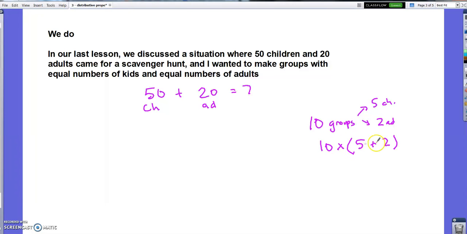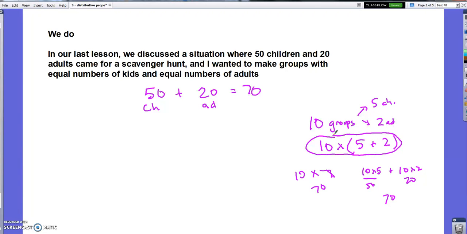And if I want to make sure that's still the same thing as my 70 people here, remember I said I could do 5 plus 2 is 7, then 10 times 7 is 70, got all my people. Or I could do 10 times 5, there's my 50 children, plus 10 times 2, that's my 20 adults, and 50 plus 20 is 70. So this is a way to write out that situation using the distributive property.